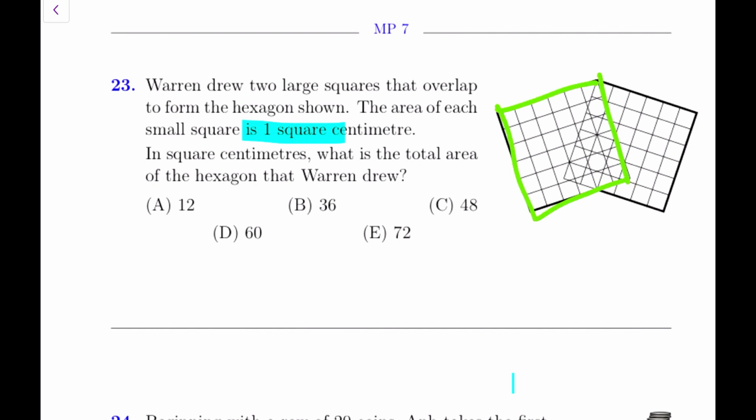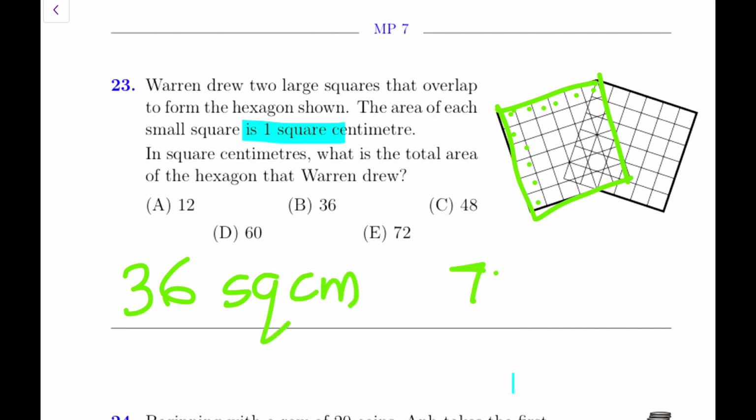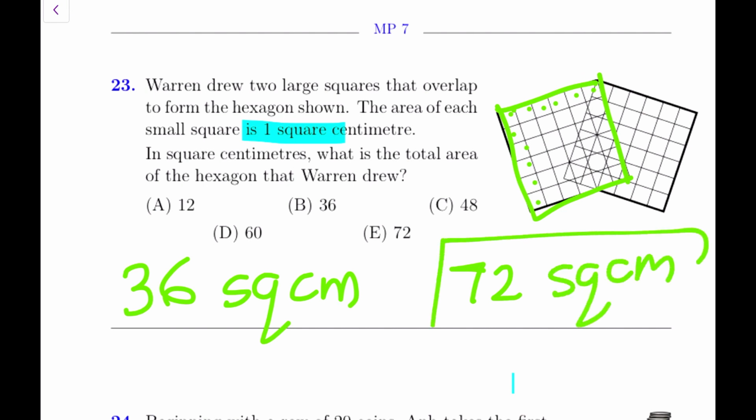Now counting the total area of the squares is not a difficult job. This square, I can see there's 1, 2, 3, 4, 5, 6. And 1, 2, 3, 4, 5, 6. This is a 6 by 6 square. So the area of one of those squares is 36 square centimeters. So two of those squares together make 72 square centimeters. All right, let me write that down.